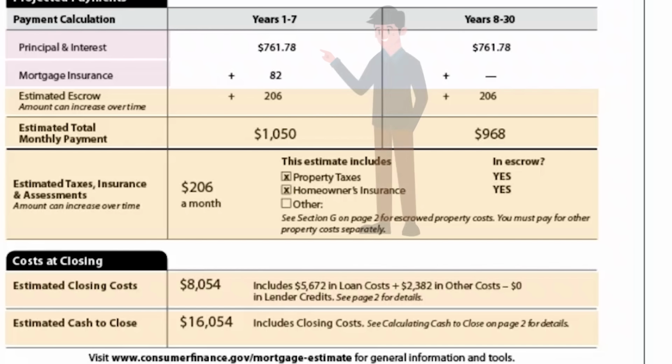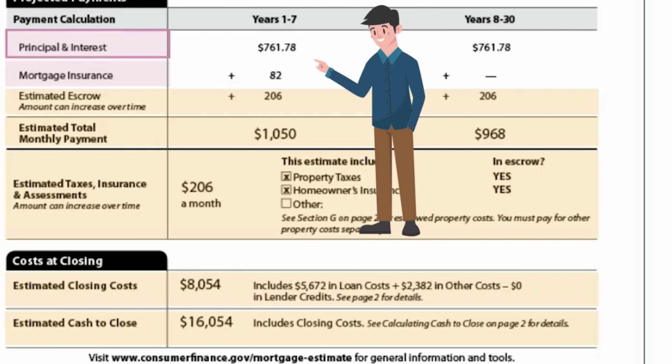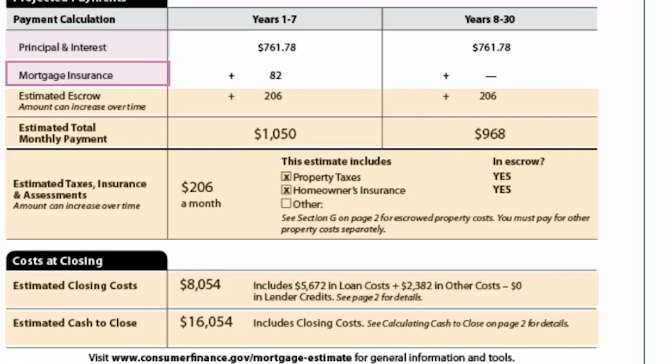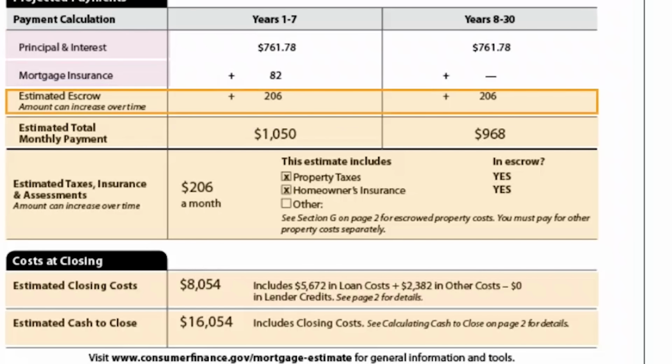And then principal and interest, mortgage insurance, if it's applicable, will show up here. The estimated escrow is property taxes and homeowners insurance. And then it will show the total estimated monthly payment.